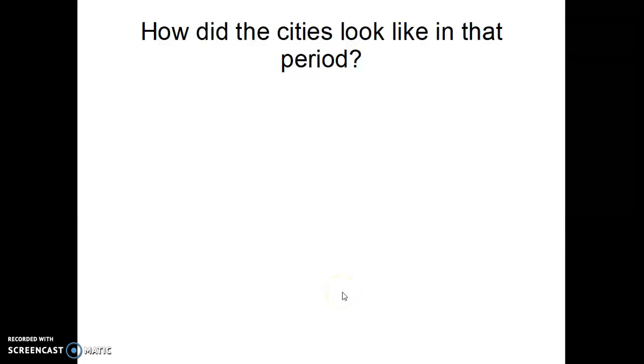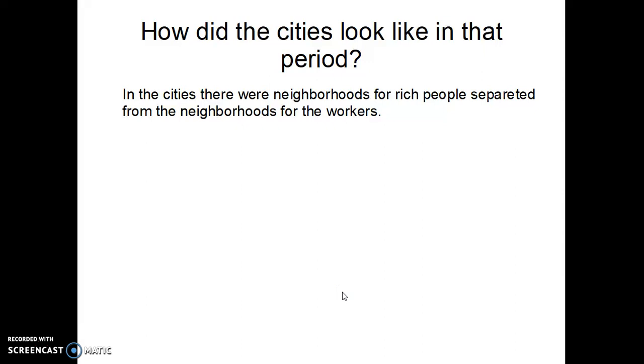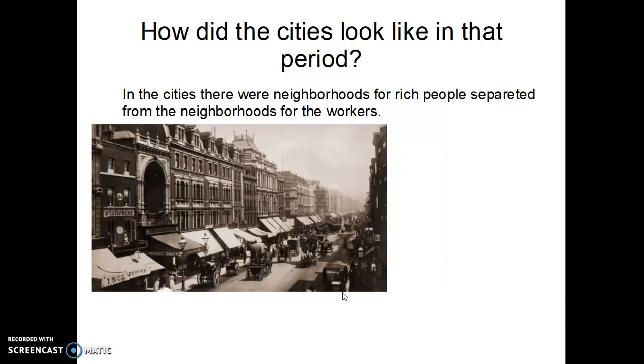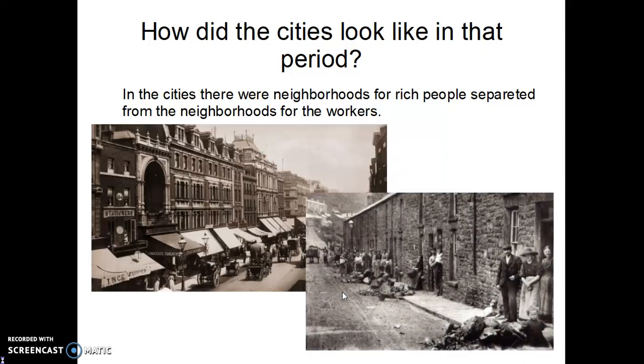How did the cities look like in that period? In the cities, there were neighborhoods for rich people, separated from the neighborhoods for the workers. Of course, they looked very different and had different services. Also, in the old cities such as London, many new neighborhoods, especially for poor people, rose in the suburbs.